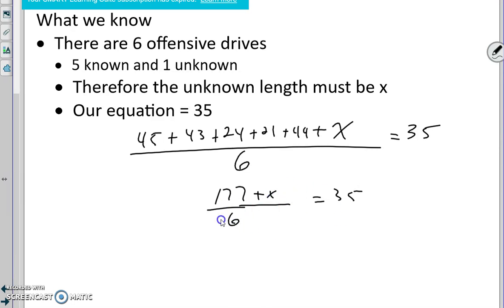I got to get the 6 up here. So this is a divide by 6. How do you get rid of divide by 6? You multiply by 6. And if you multiply by 6 on the left, you have to multiply by 6 on the right. You guys remember doing that?